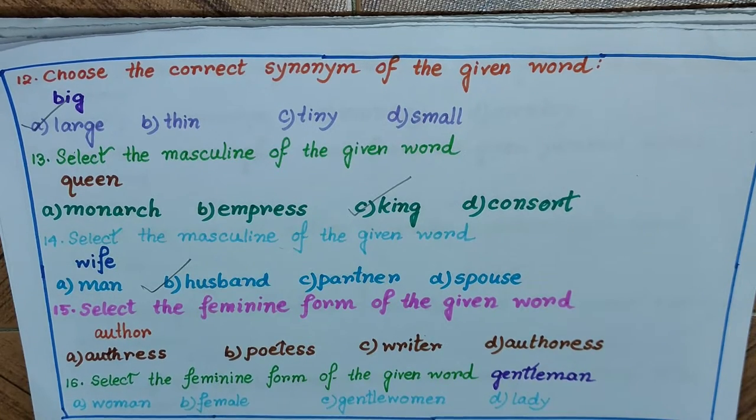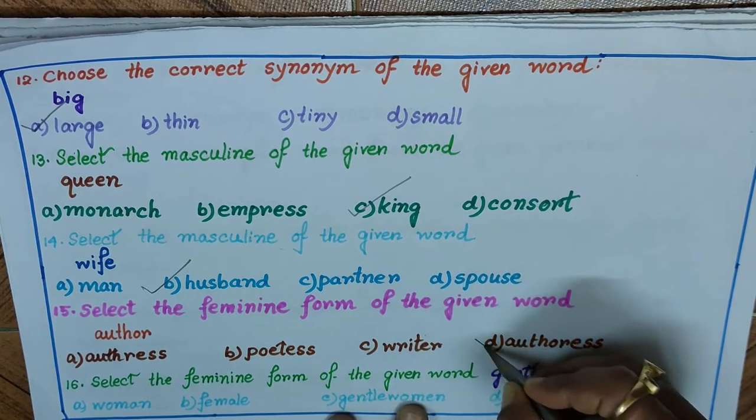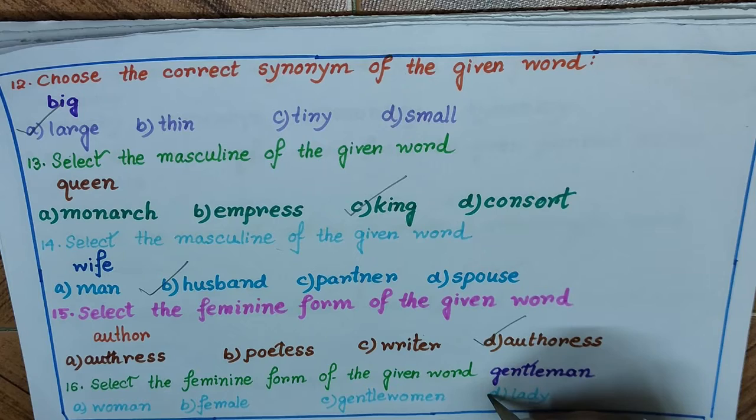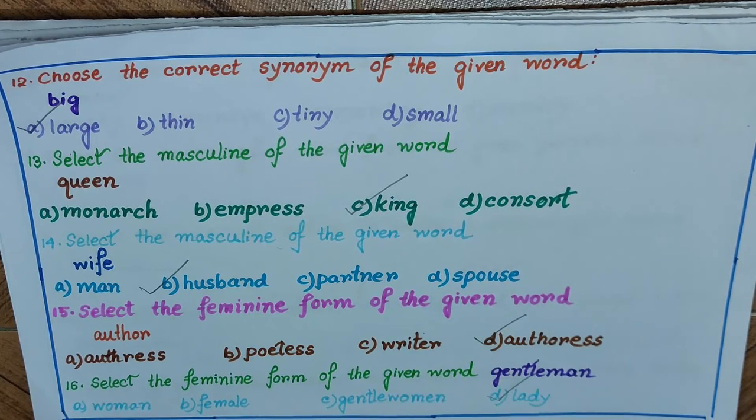15. Select the feminine form of the given word. Author. The feminine form options provided are authoress, poetess, writer. The correct spelling of authoress is required in this case. A-U-T-I-H-O-R-E-S-S, and this one is wrong. So you have to also mark the correct spelling. 16. Select the feminine form of the given word gentleman. So A, woman. B for female. C for gentlewoman. D for lady. Lady is the correct feminine word for gentleman.